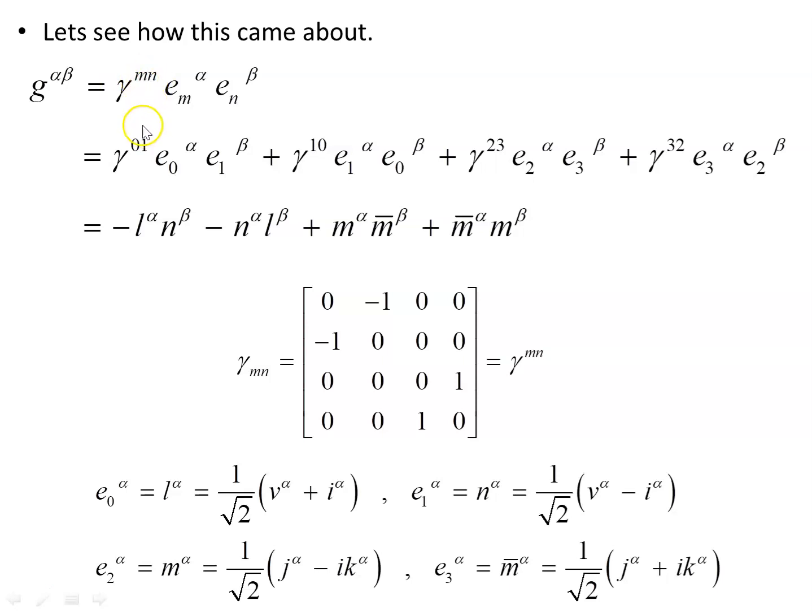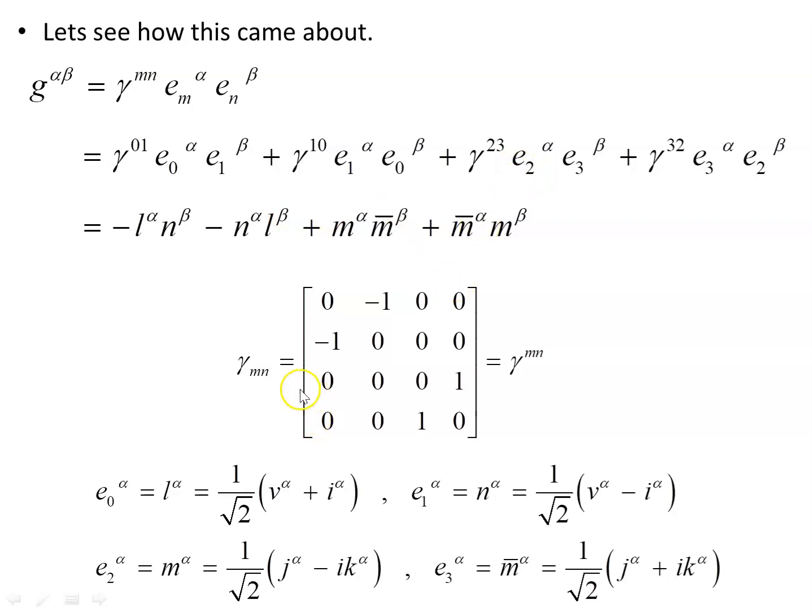Well, when we expand that out, gamma 0,1 is starting here, row 0, column 1. We have a -1, and so m here will be 0, n will be 1. Alpha, beta, and when we do that, if we go down here, E0 alpha, and then E1 beta, if this were a beta here, that would be N beta, and so that goes in here. Likewise, flipping those, gamma 1,0, row 1, column 0 is this object here, and expanding that out will give us minus N alpha L beta.